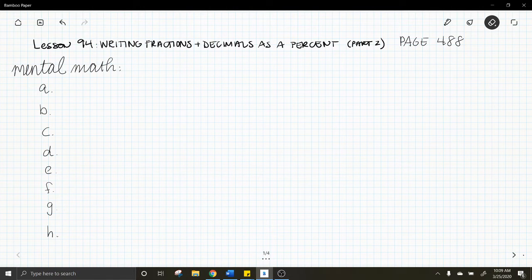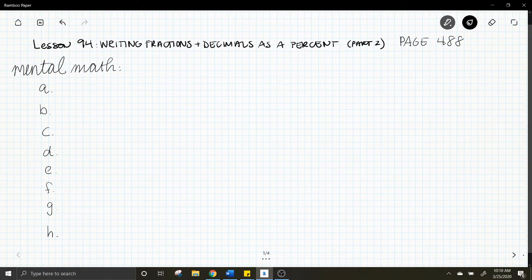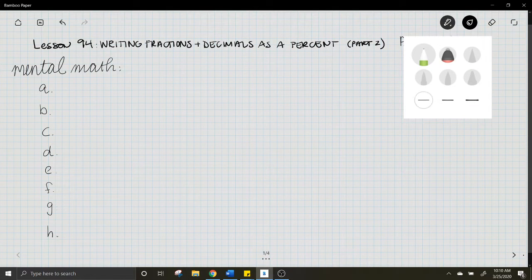Today's lesson is about writing fractions and decimals as percents. At the end of the lesson, you're going to be able to change any fraction, decimal number, or mixed number to a percent by multiplying that number by 100%. It says it's part 2 because we've already started some of this material. We've been changing numbers to percents already, and now it's going to be any fraction, decimal, or mixed number as a percent. So let's start on page 488.